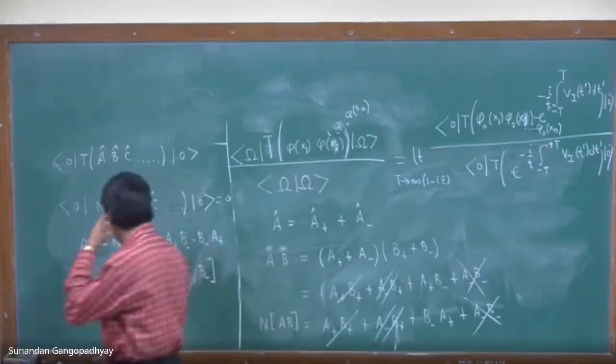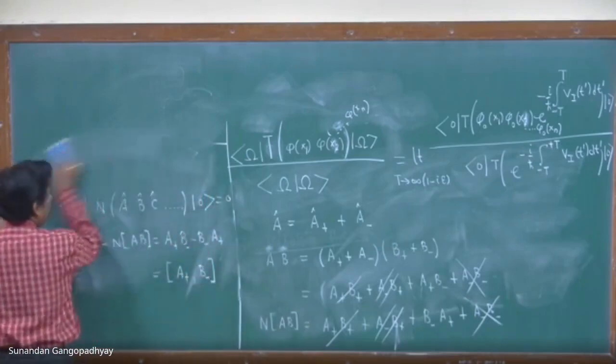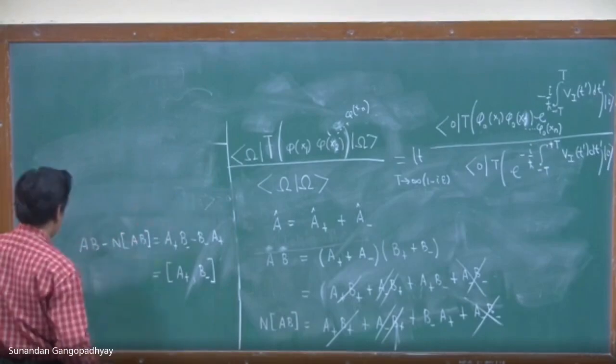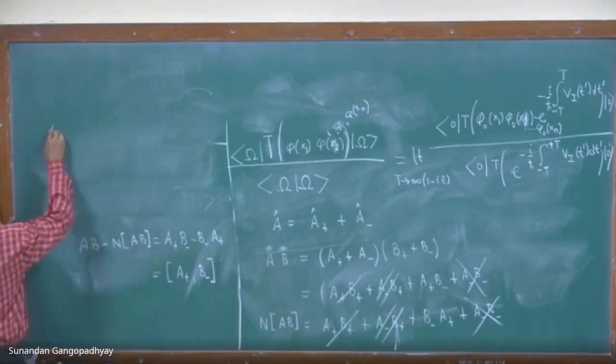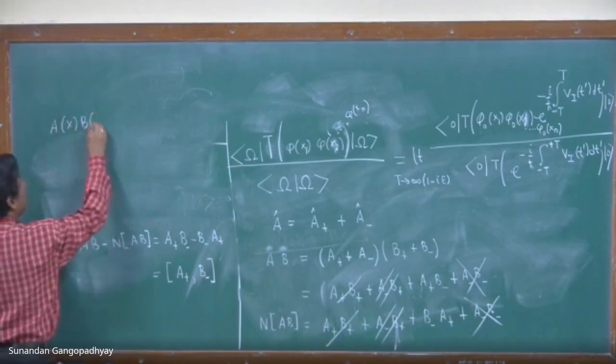So let me now do one thing. Let me put some arguments here. Let me write this as A of x, B of y.